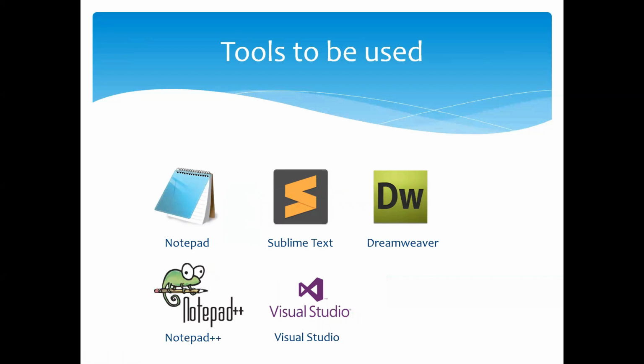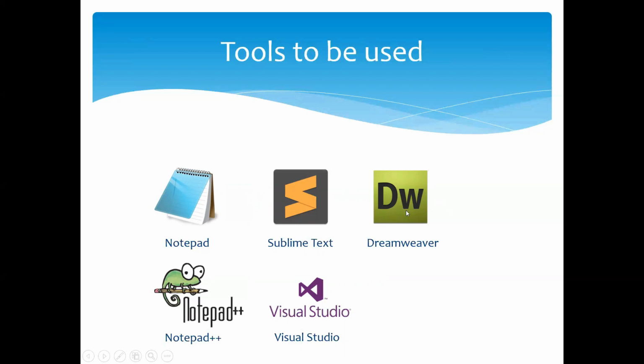In this course, we will use Notepad, Sublime Text, Dreamweaver, Notepad++, and Visual Studio. Don't think that we will use all the tools present here. Let me explain each one. Notepad is the older version. Before 5-10 years, developers were using Notepad and Notepad++. So these are the old type of tools. Now come Sublime Text, Dreamweaver, and Visual Studio. These three are the latest technology, and we can use any of them.